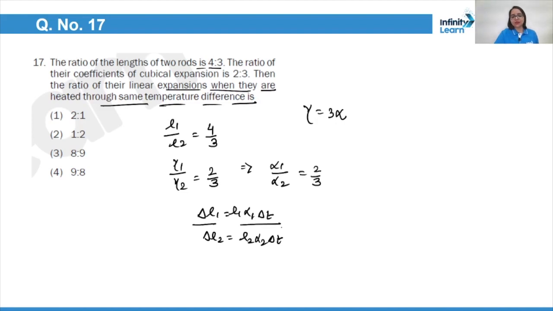Now let's divide these two equations. Delta T cancels because same temperature difference. So delta L1 upon delta L2 is nothing but L1 upon L2 into alpha 1 upon alpha 2. L1 upon L2 is 4 by 3. Alpha 1 upon alpha 2 is 2 by 3.